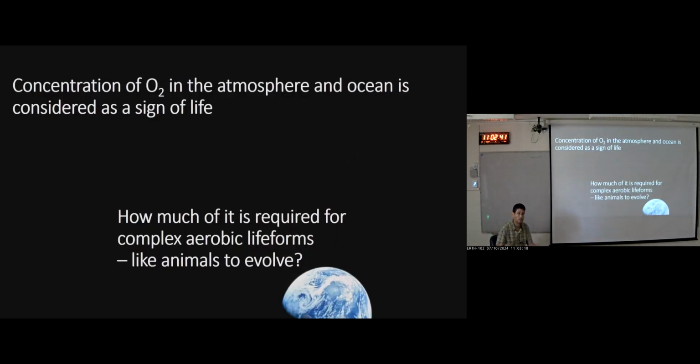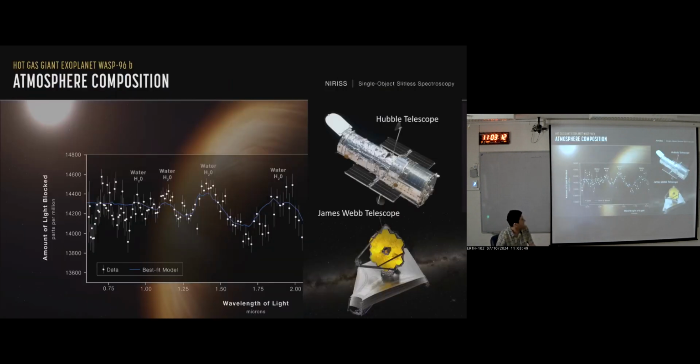It is generally accepted that large concentrations of molecular oxygen in the atmosphere are a sign of life. But the question I want to ask you today and try to answer is how much molecular oxygen is required for complex life forms, aerobic life forms like animals, to evolve. And this is not just an interesting hypothetical exercise. This is important for the search of life on extraterrestrial planets.